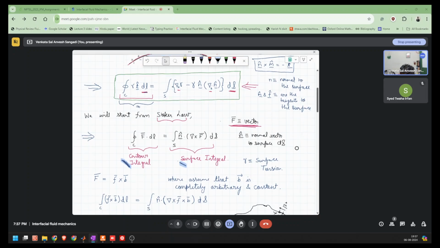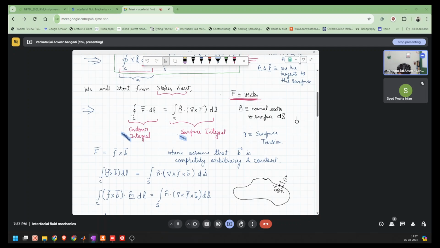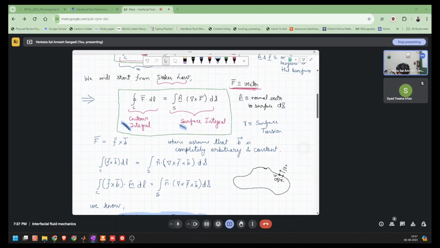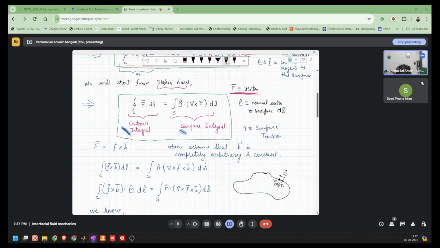So, firstly, I start from the Stokes law, where we already know that the Stokes law is given by this equation. We assume that f is a vector and dl is the arc length, and n is the normal to the surface that is taken, and we see that the dot product changes into a curl of f vector here.